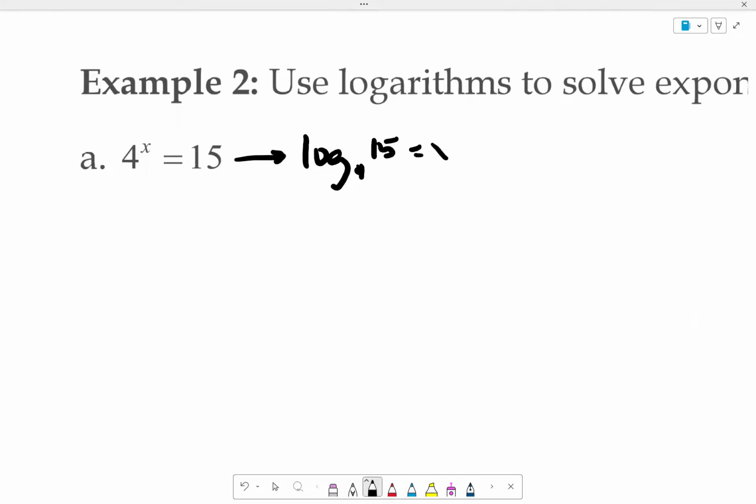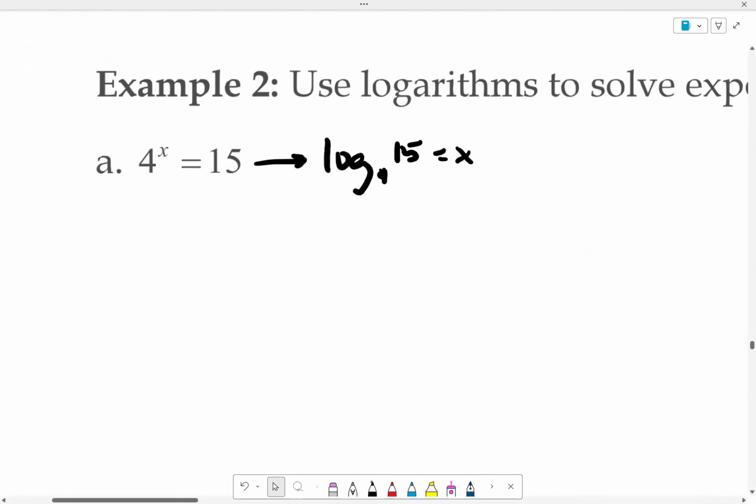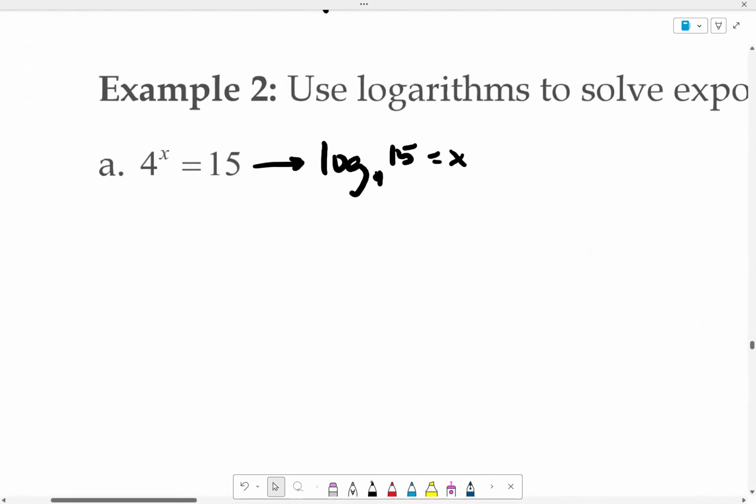15 equals x. So notice it's still an exponential equation, but it can't be done like the other ones. You can't write 15 as 4 to anything. You know that x is going to be a little bit less than 2 if you use your calculator, but we can't actually use the last method. So when you can't make the bases the same, please, please, please use logarithms. Agreed? If you can't make the bases the same, please use logarithms.